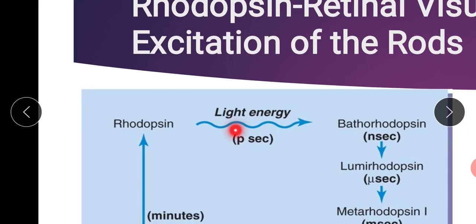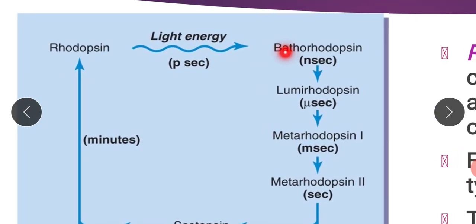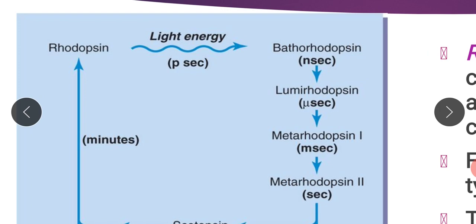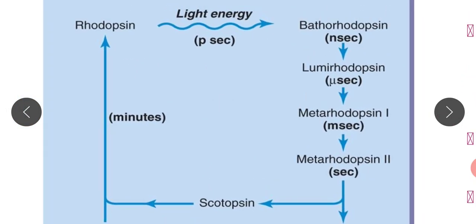Within a picosecond, it is converted into bathorhodopsin. Within a nanosecond, these are all unstable structures, so they cannot remain in this form for a longer duration of time. When the light energy strikes, the 11 cis form begins to convert into trans form, and when it begins to convert into all trans retinal, it starts to separate from the scotopsin. During this process, first the bathorhodopsin is formed. Within a nanosecond, it is converted into lumirhodopsin.